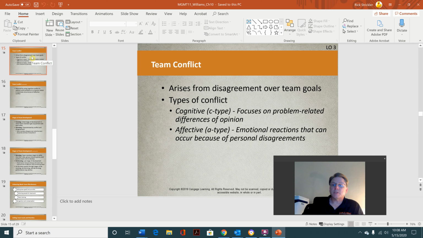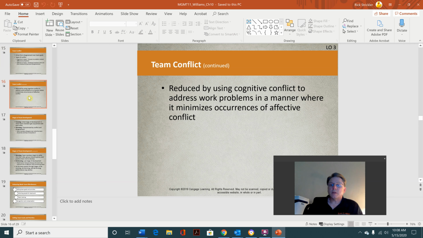Conflict arises from a disagreement over a team goal. Cognitive, or C-type, conflict focuses on the problem-related difference of opinion. A-type conflict is an emotional reaction that can occur because of personal disagreements. Conflict is reduced by using cognitive conflict to address work problems in a manner that minimizes the occurrence of emotional conflict.